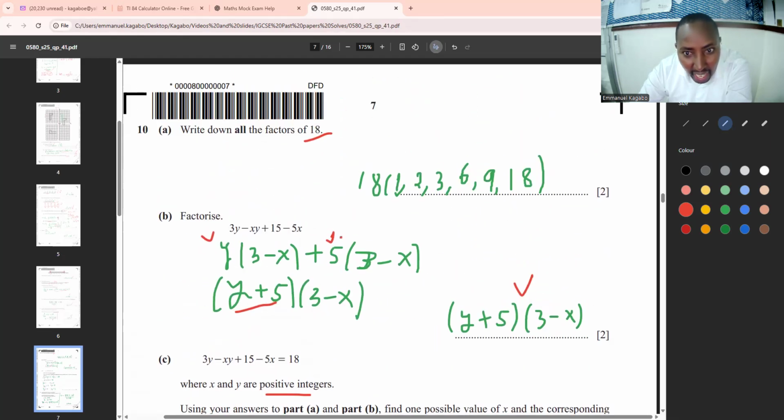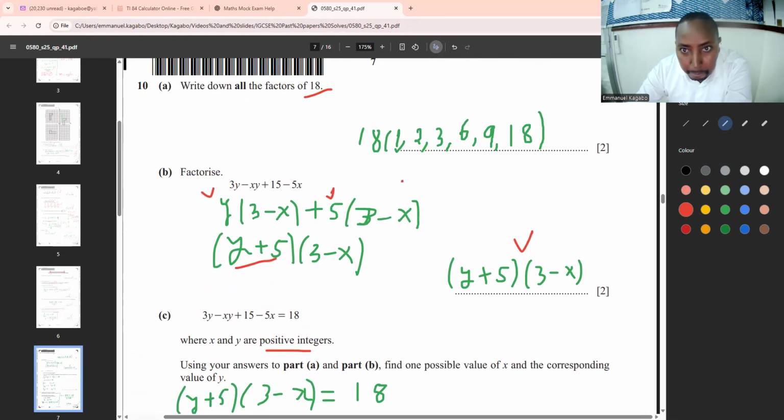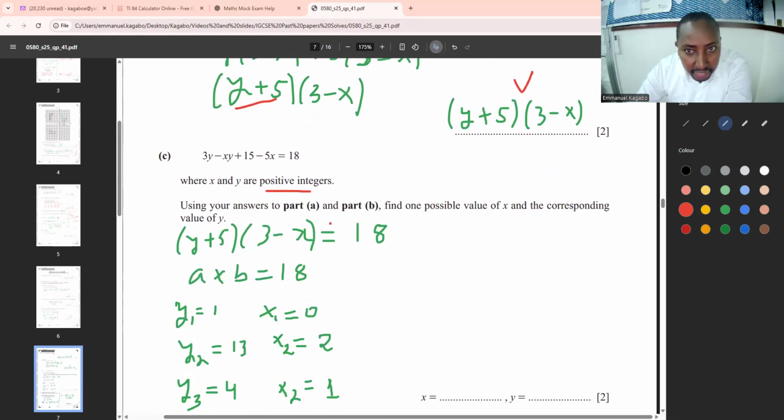Okay, part A and B. Do you see that? Yeah, this is the hint of your question. That's the hint, okay? Part A, that's the hint to base on. So use your answers to part A and part B.